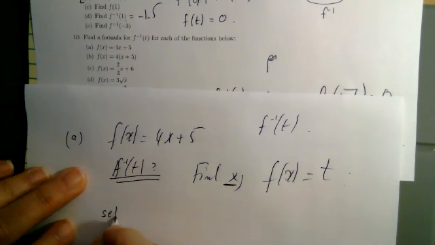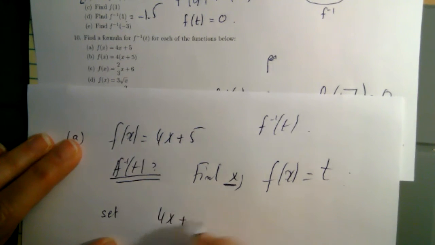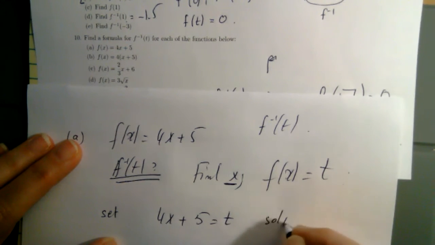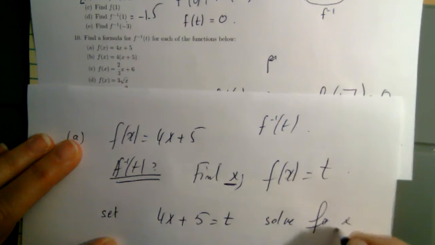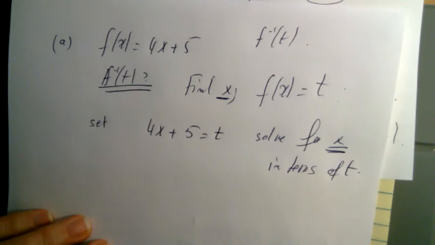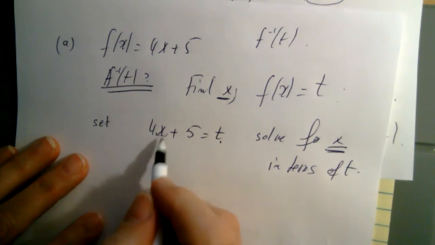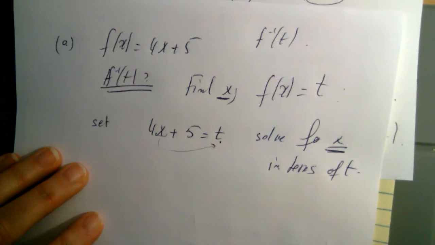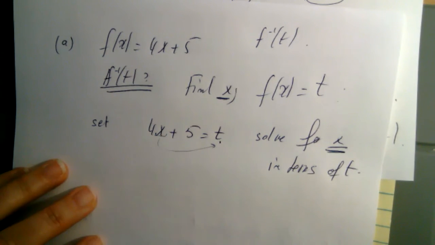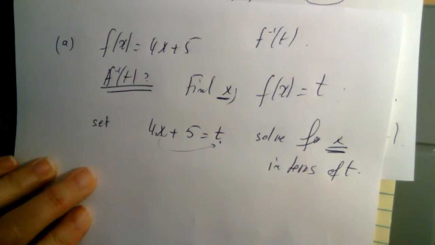So we're going to set 4x plus 5 equal to t and solve for x in terms of t. Now I'm going to assume that I know t, and I'm going to find the input in terms of t. So I'm going to isolate x. You help me quickly in the isolation process.